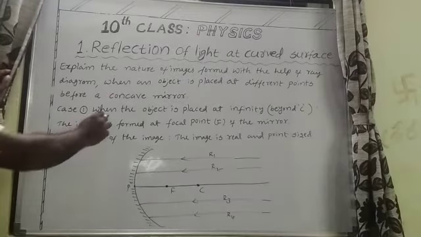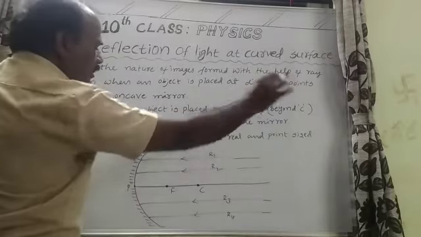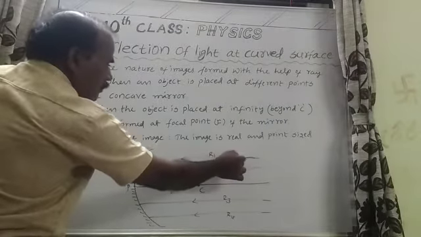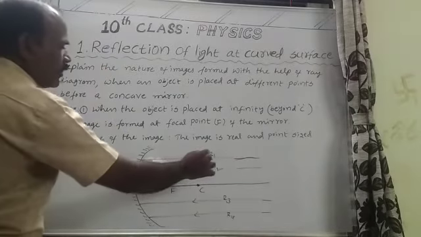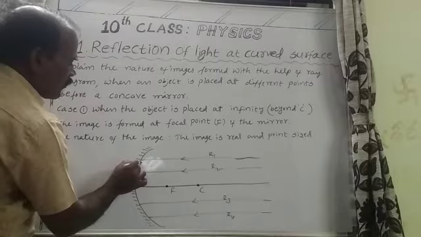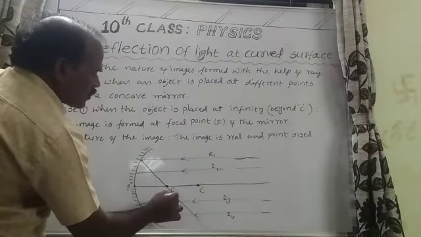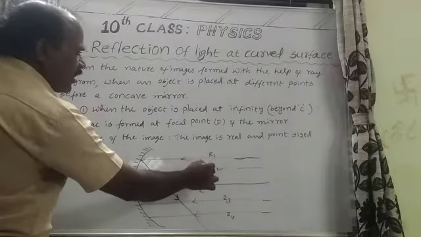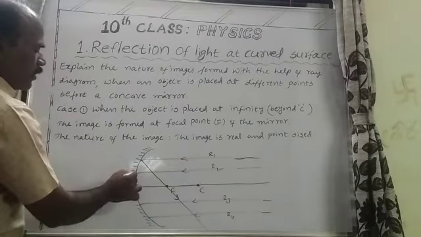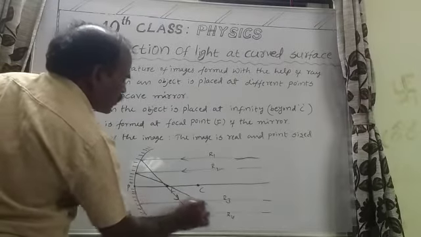Case 1, when the object is placed at infinity, the rays are coming from the infinity. This is the R1 ray, it strikes the mirror, and the reflected ray passes through the focus. It is the second ray that strikes the mirror, the reflected ray passing through the focus.